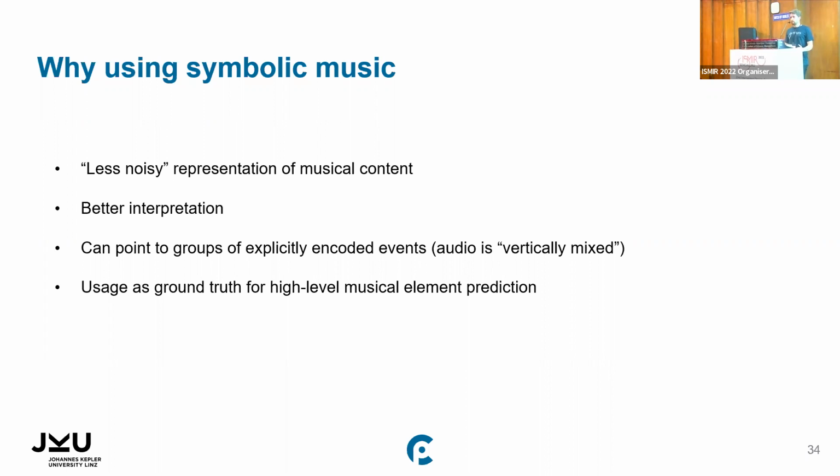Also, you can point to a specific group of encoded events. If you want to know which note is causing something in your system, you can do that with symbolic. With audio, it's harder, because audio is vertically mixed. That means that for all the notes at some audio position, we are not really able to distinguish them. I mean, we can do some work on that, but it's not as easy to point to something in a spectrogram as it is to point to a note in a symbolic format.